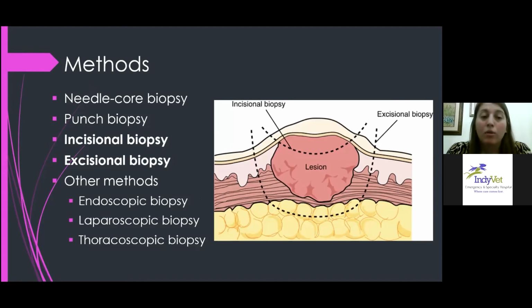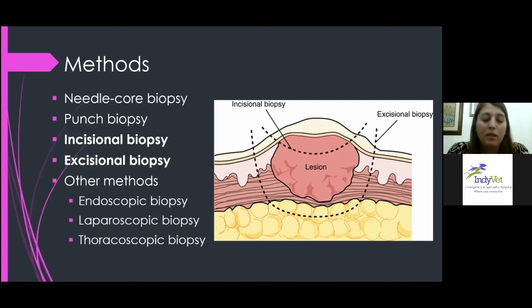This picture will show both incisional and excisional biopsies. So incisional is this top dotted line. It's a larger sample, if a needle core biopsy or a punch biopsy aren't adequate, aren't diagnostic. This is good for ulcerated or necrotic lesions or biopsies during surgery. It's potentially ones where you can't take the whole tumor, the whole affected area out, but you can take a piece of it to potentially get an answer.